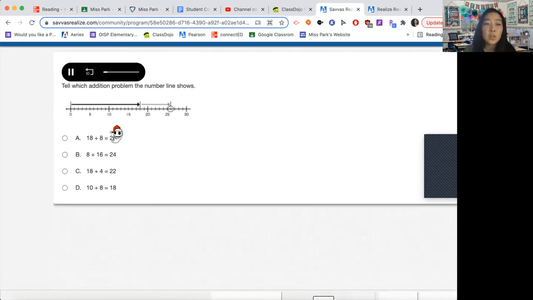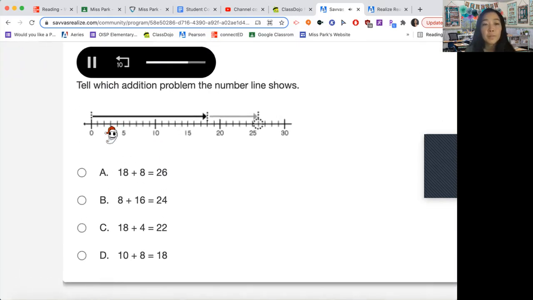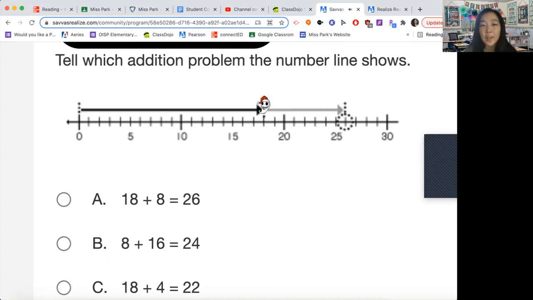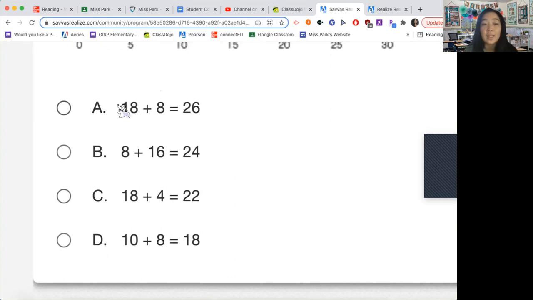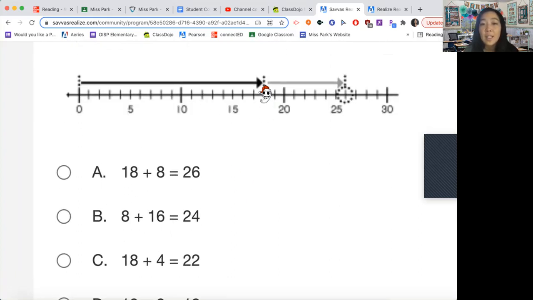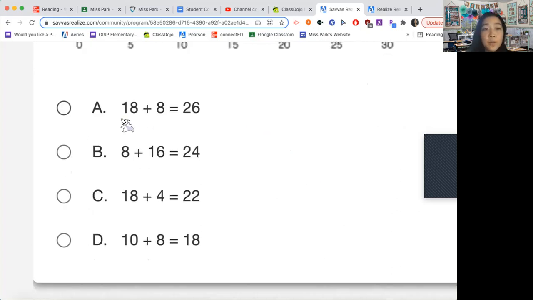Okay, 2 more questions. Tell which addition problem the number line shows. So we start at this number right here. The first number, we know this is 15, 16, 17, 18. So our first number is going to be 18. There's only 2 choices that start with 18, A and C. The next number, we're going to count on until we get to our final total. 1, 2, 3, 4, 5, 6, 7, 8. So we're going to be adding 8 more to 18. So the only one that is going to be 18 plus 8.